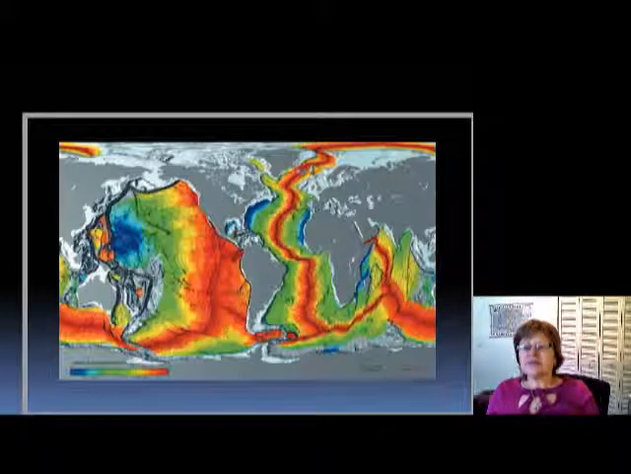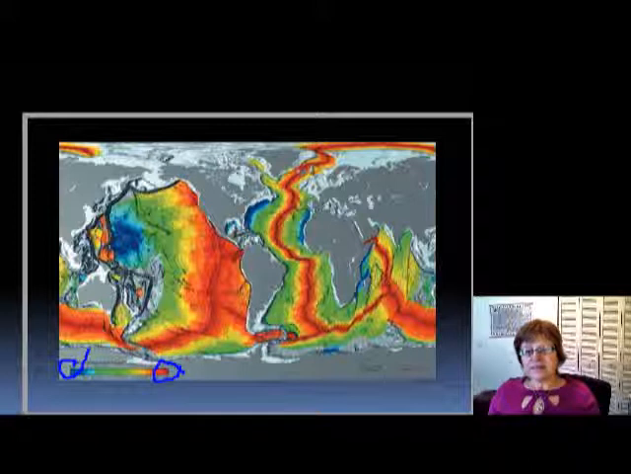Now this slide shows you all the ages of the oceanic crust, with the blue being very old and the young being red, basically the present day. If you look at the Atlantic Ocean, you can clearly see where it started to break up. It was right here at the eastern US.